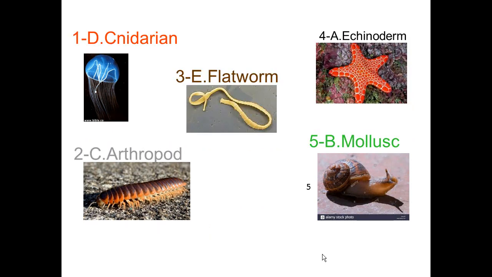Great, so let's have a look at the mark scheme. The first one is a cnidarian. Number 2 is an arthropod, because it has legs, more than 6 legs. Then we have a flatworm. Number 4 is an echinoderm. And number 5 is a mollusk because it doesn't have any legs and it has a shell.